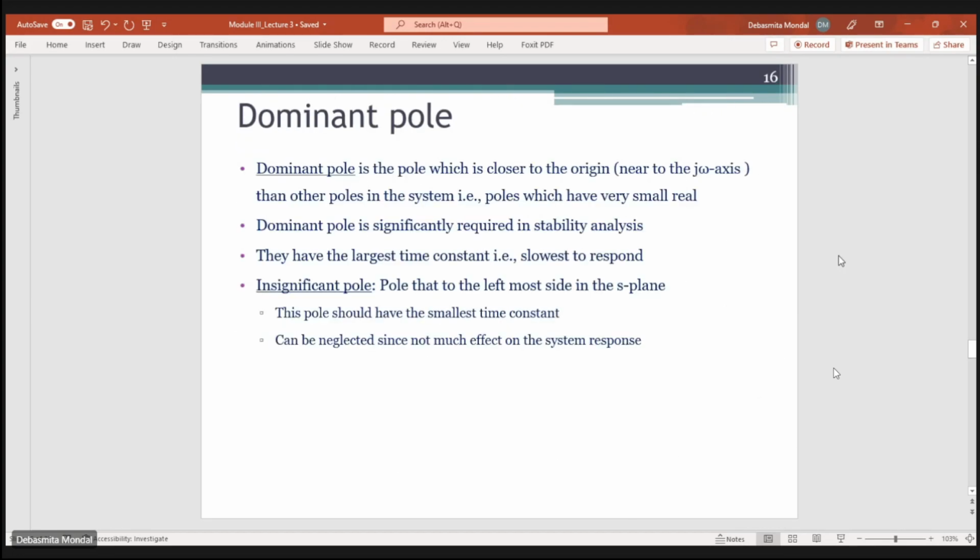Now, we'll see something which is known as a dominant pole. When we saw the calculation for the impulse response of a second order system, that was pretty easy to calculate because the Laplace inverses were not so complicated. But in the case of the step response, you saw that the calculations became a little bit more complicated, right?